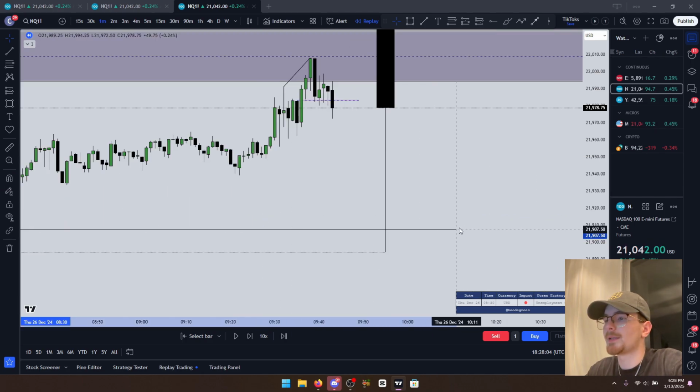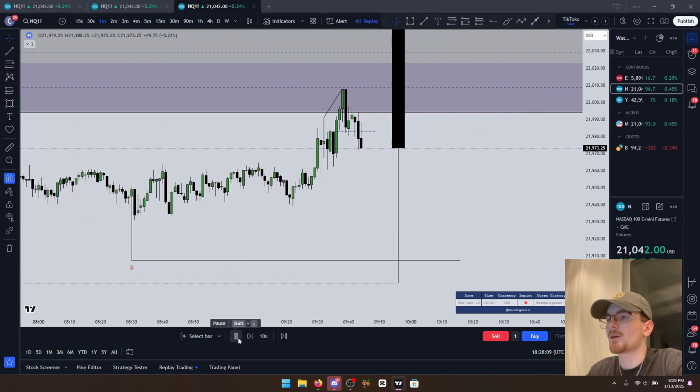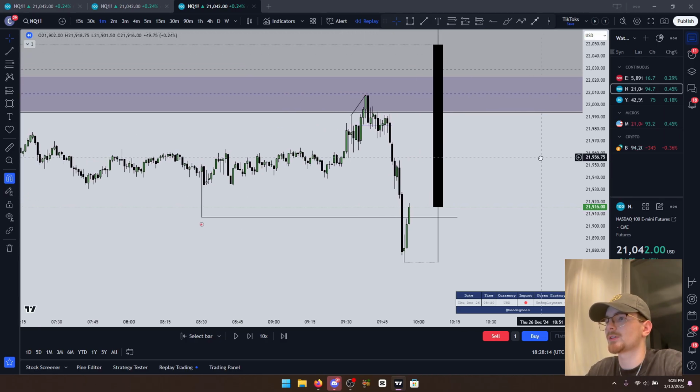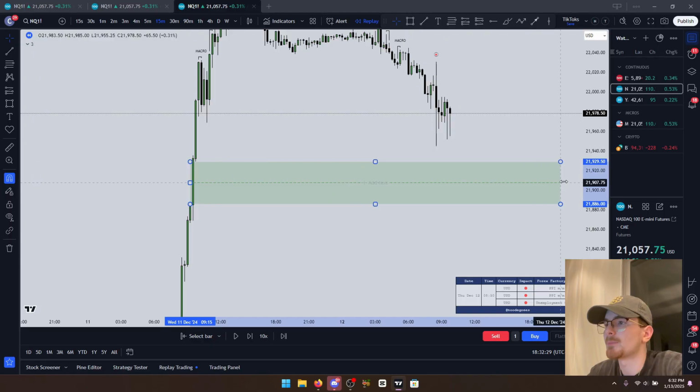So keeping all that in mind, we'll draw out our draw on liquidity. That's that data low, and we'll play this out. As you can see, market dumps straight towards that target. Within this 4-hour gap, we have a fractal 15-minute buy side imbalance.